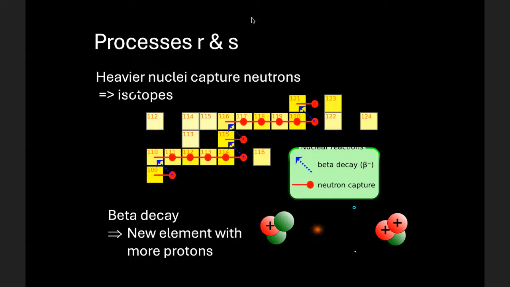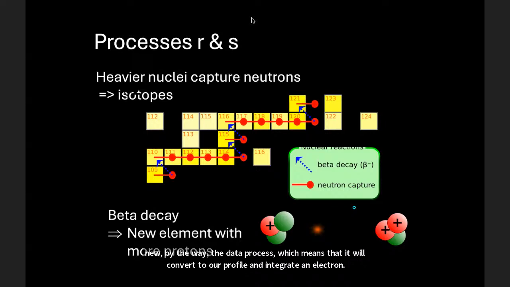So what happens in these processes? Well, an element captures a neutron, and this neutron, by the beta process, which means it converts to a proton and liberates an electron, can convert to another element. So this happens very fast in supernovae and slowly in less massive stars.